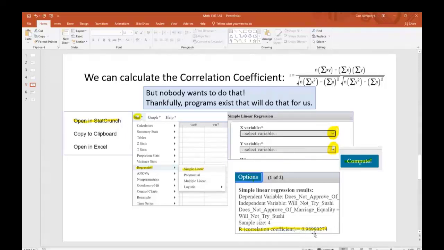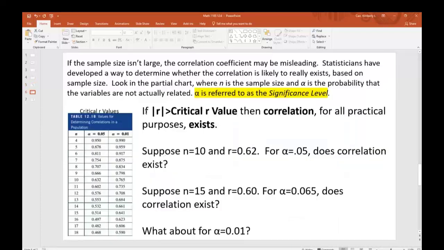So even though it would be ridiculous to say not approving of marriage equality causes you to not try sushi, we can see that we have a really strong positive correlation coefficient. Okay, really, really strong. Do keep in mind, just like I said, there were only 4 on that previous one I did. If the sample size isn't large, that correlation coefficient can be totally misleading and ridiculous.